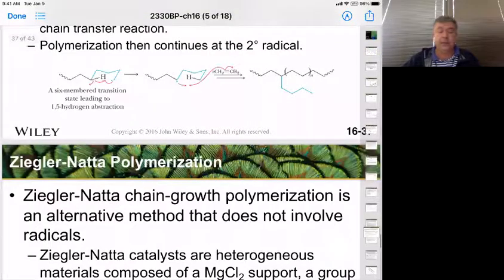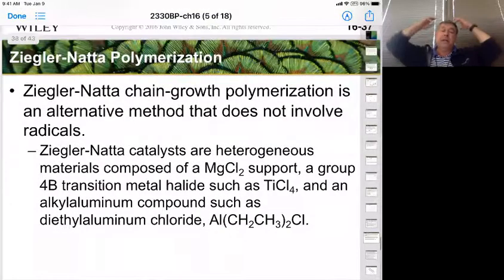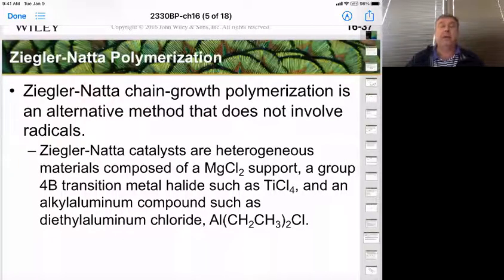Okay, but that's not the only way to do it. If you want to be more precise and not have this backbinding happen, then you need to change the mechanism. When we change the mechanism away from this radical polymerization, we can grow it specifically from the surface of a catalyst, okay? And we call this the Ziegler-Natta polymerization.